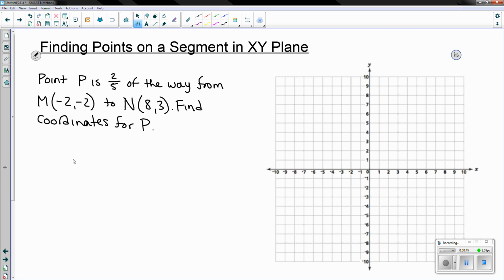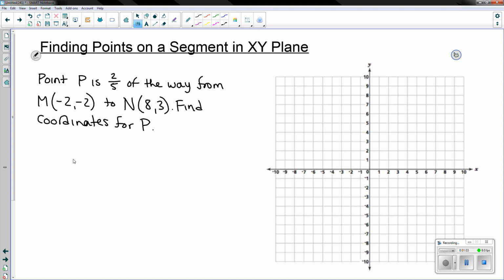So here we have an example where point P is 2/5 of the way from M to N. We want to find the coordinates for P. So here's an example of a problem where now we're looking for a point, not necessarily right in the middle, but some fraction of the way from one endpoint to the other.